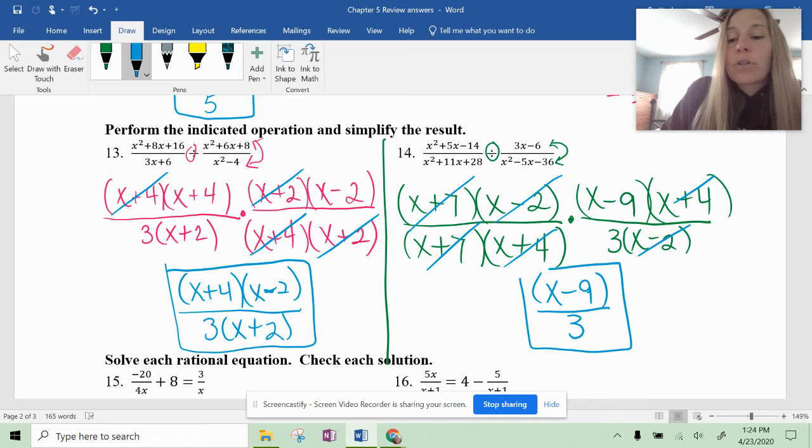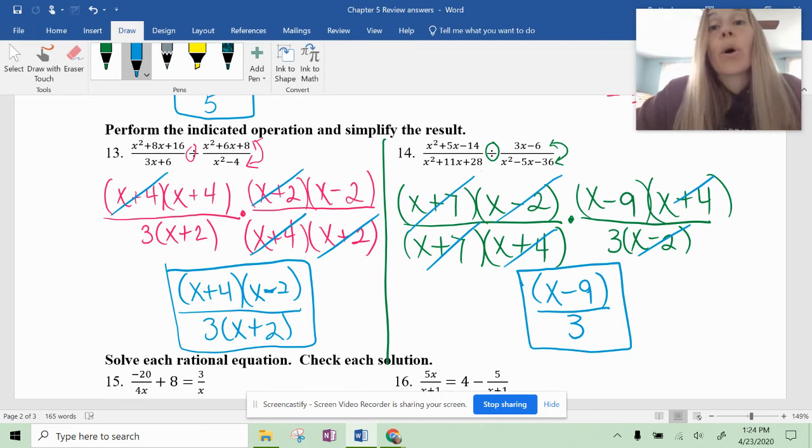Now you cannot reduce that 9 and 3 because remember the 9 is part of a binomial. The binomials have to stay as one piece. You can't cancel parts of them. It's all or nothing.